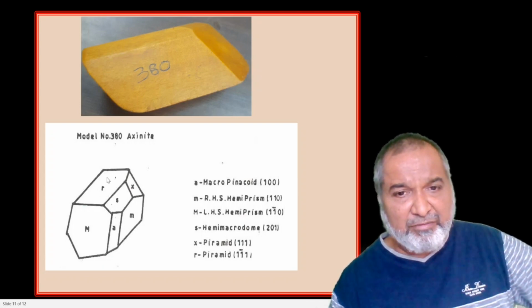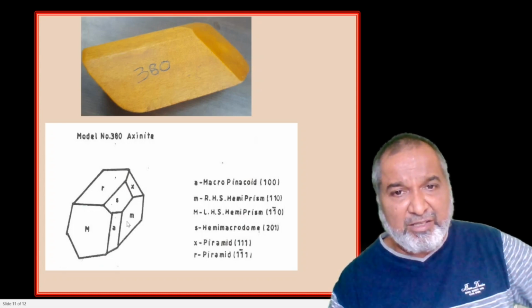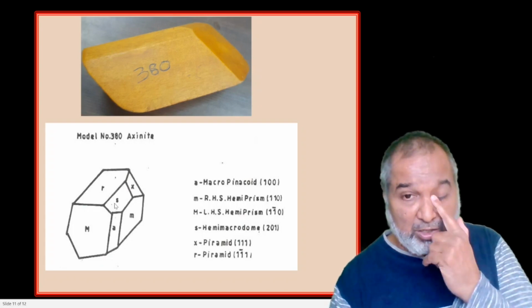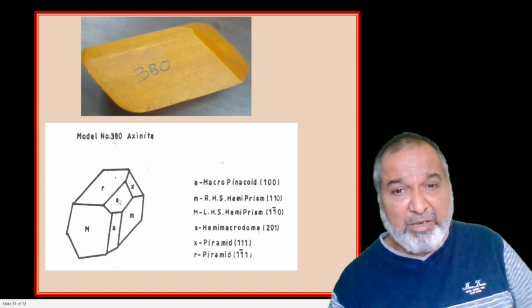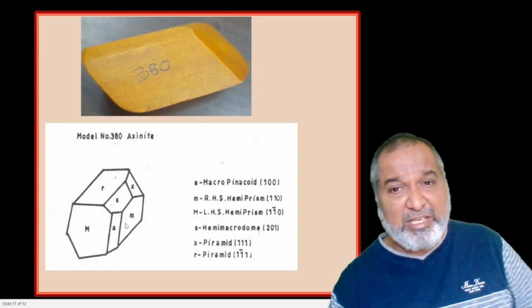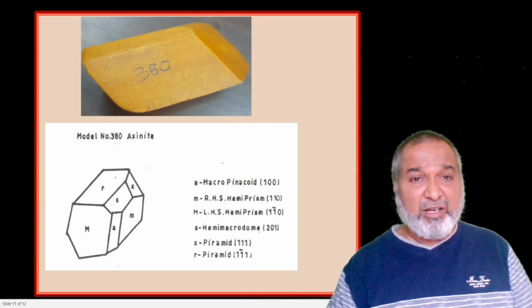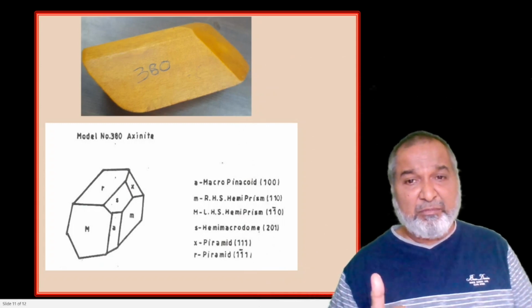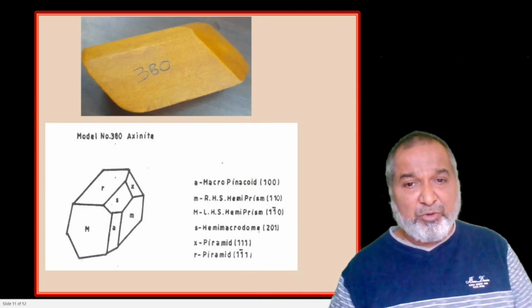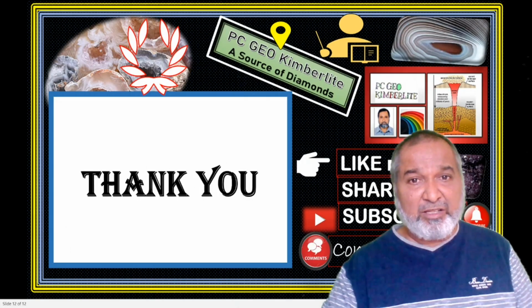Come to the next one, R. This is the pyramid. Then X. This is also a pyramid. This is small m. This is the RHS hemiprism. So this is the way you are going to make out. A small s will be there. So this is also the hemi microdome. So these are the various parts of model number 380. So here we have pinacoid, prism, dome, and pyramid. So these are the forms present.